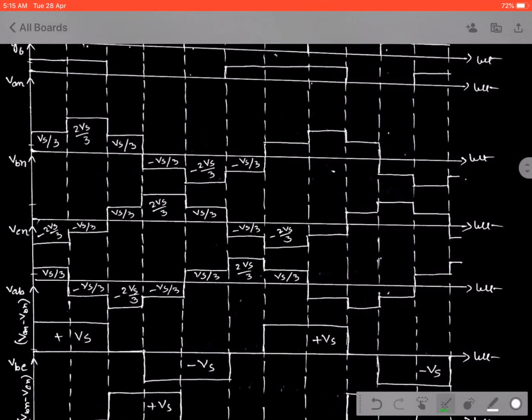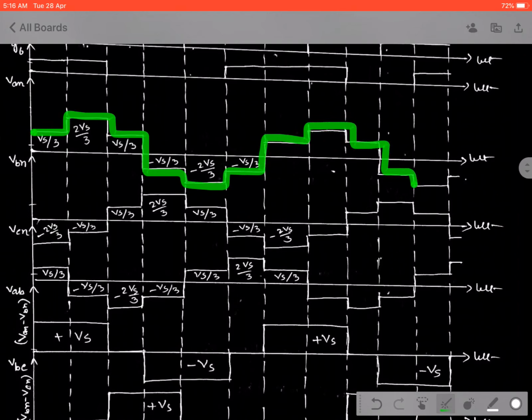That means now go through the waveform. In the first mode operation, I'm talking about the VAN that has started from 0 to 60 degree, 0 to 60 degree conduction mode out of step 1 operation, then Vs by 3, then 2 Vs by 3, again Vs by 3, and now minus Vs by 3, minus 2 Vs by 3, again minus Vs by 3, and the next cycle will be repeated in this way.